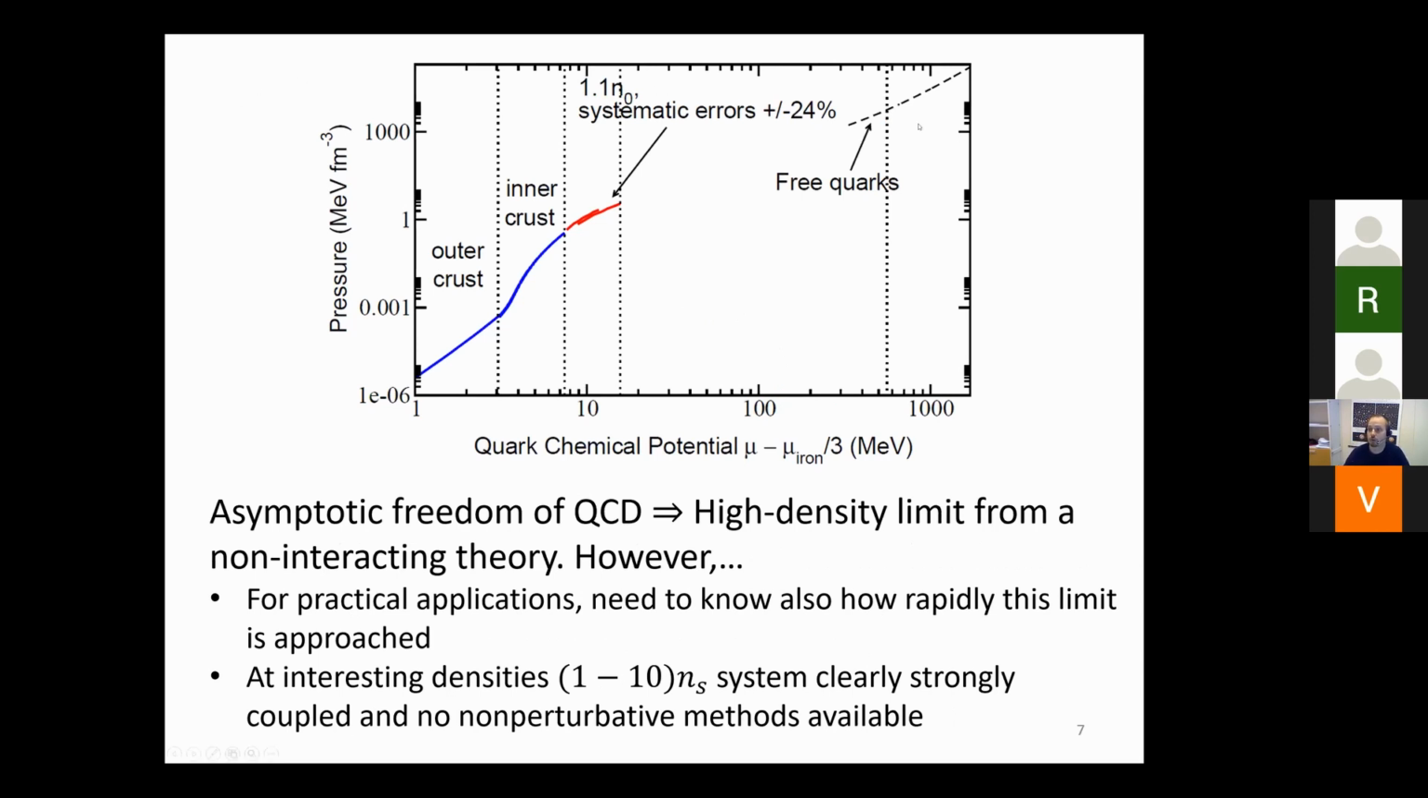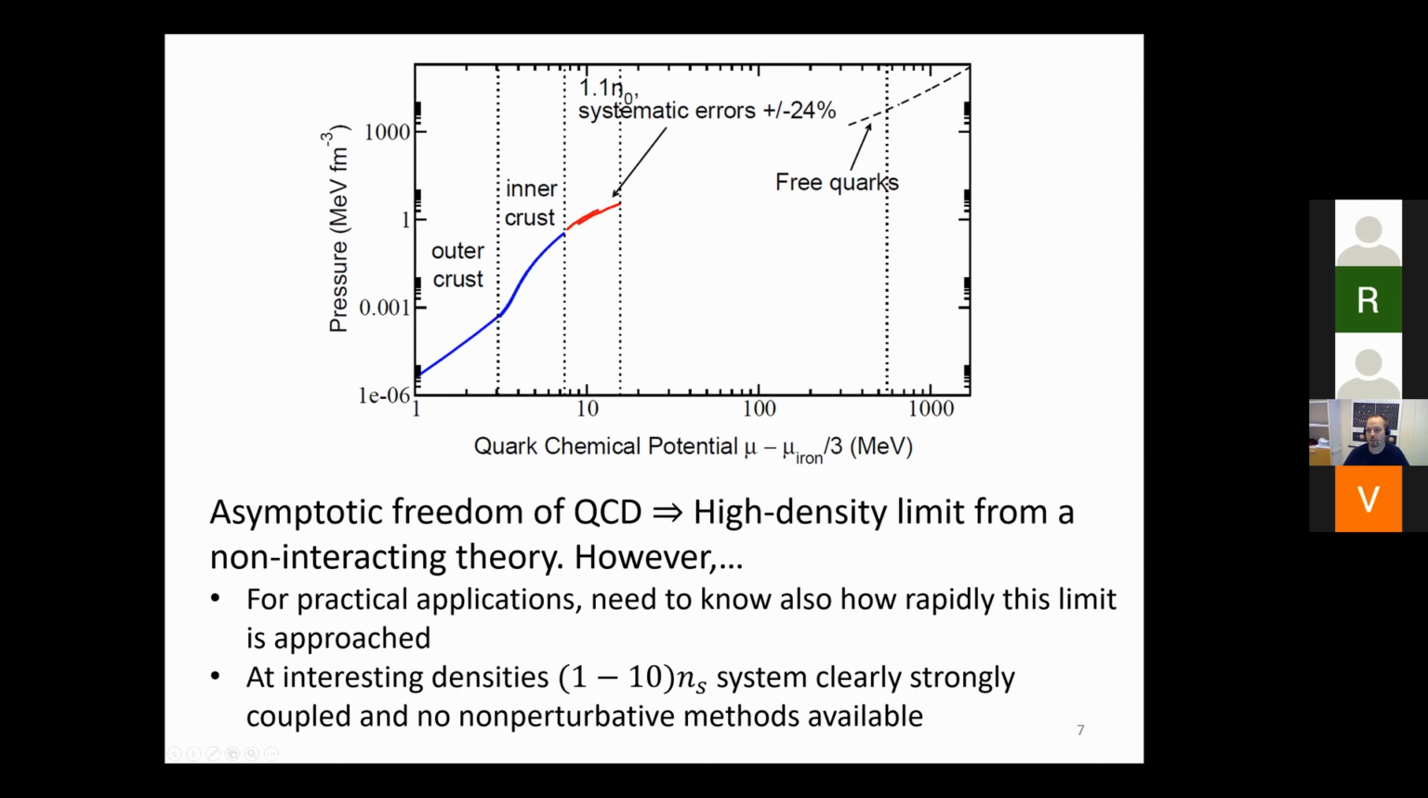We also know that QCD is an asymptotically free theory. We know that this curve here should at some point asymptotically approach a curve given by a very simple calculation in particle theory, a calculation that deals with a system of free non-interacting quarks. But of course, this is not enough for any practical purposes in neutron star physics, because it's not enough to know where this curve should asymptotically go to, but we need to know how fast it approaches this asymptotic limit.